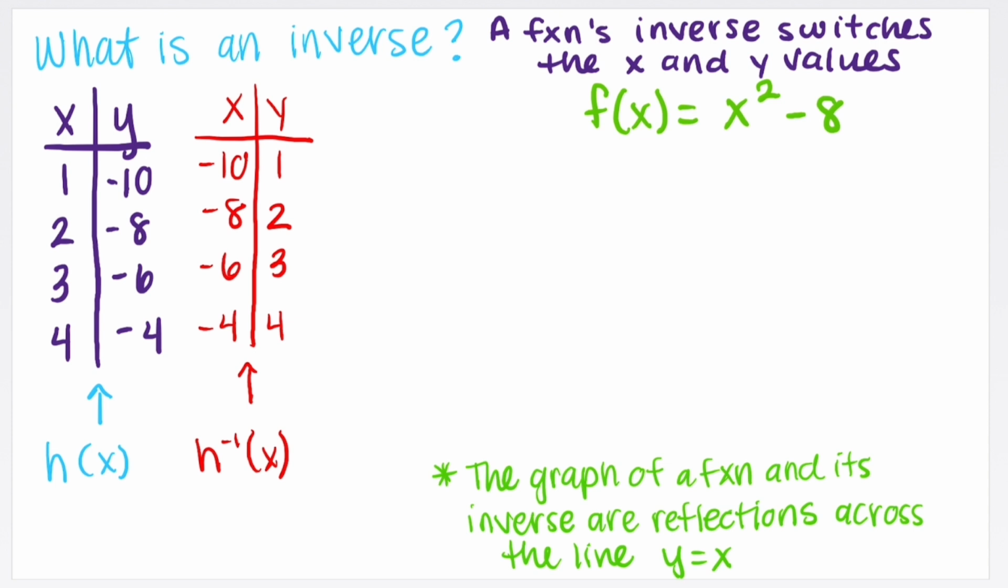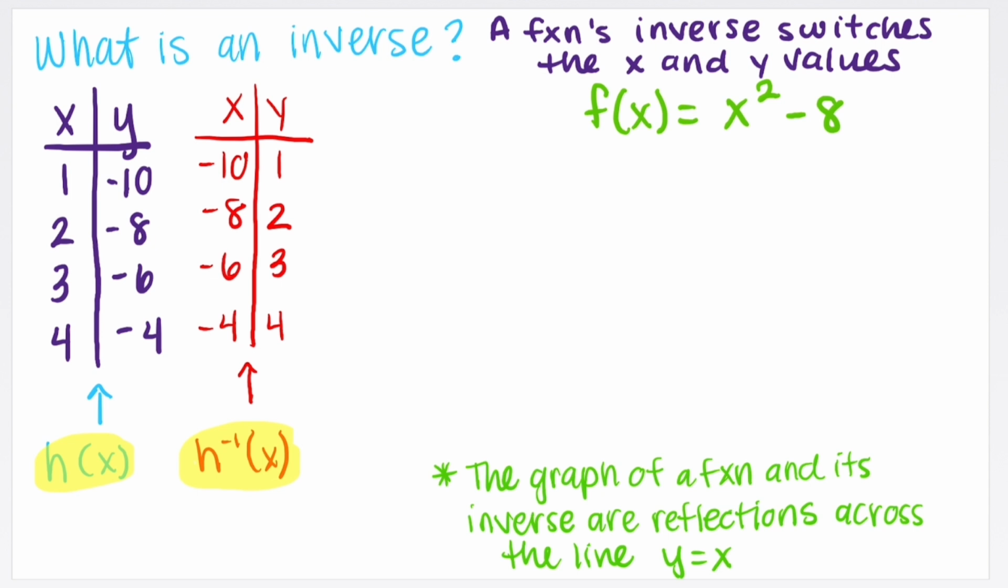domain of the inverse. So essentially what happens when you find a function's inverse is you're switching all the input and the output values. So if you look at these two tables, the original function h of x has the x values 1, 2, 3, 4, and the y values negative 10, negative 8, negative 6, negative 4. And then the inverse h negative 1 of x switches those around. Now here's where we might get a little bit confused as we're going through this lesson when we're talking about inverses: remember the inverse notation is a little negative 1.